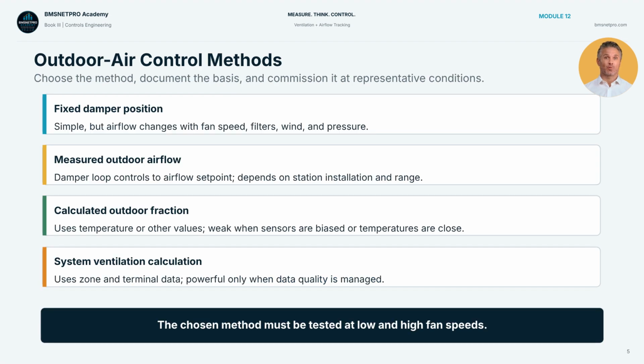There are several outdoor air control methods. Fixed damper position is simple, but airflow changes as the system changes. Measured outdoor airflow uses an airflow station and a damper loop, but the measurement must be suitable for the velocity range and installation. Calculated outdoor fraction can be useful, but it becomes weak when outdoor and return temperatures are close or sensors are biased. System ventilation calculations can reduce excess outdoor air, but only when terminal and occupancy data are reliable. Each method must be documented and commissioned under representative conditions.